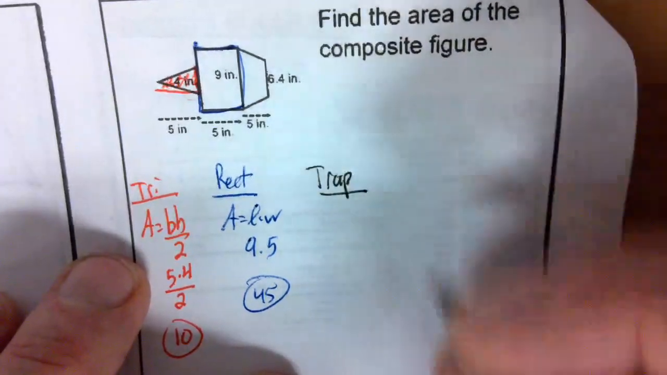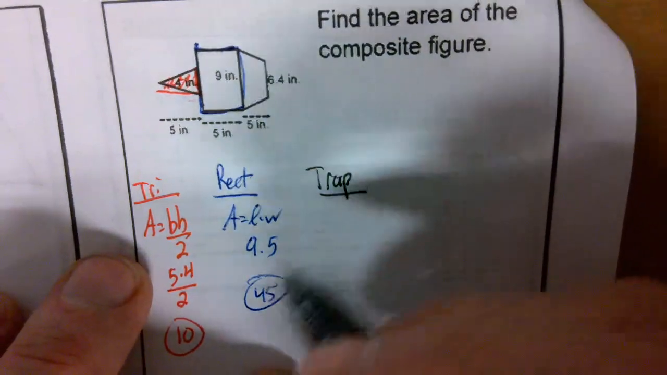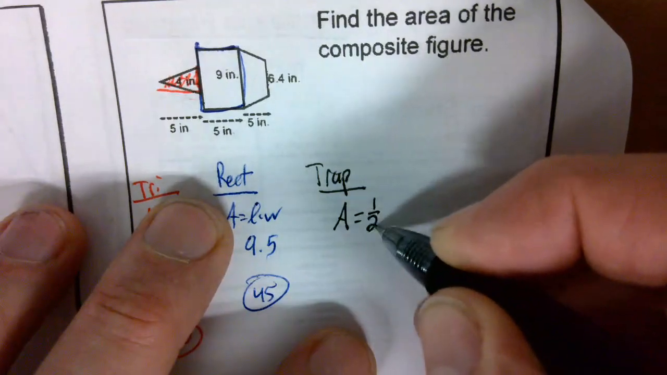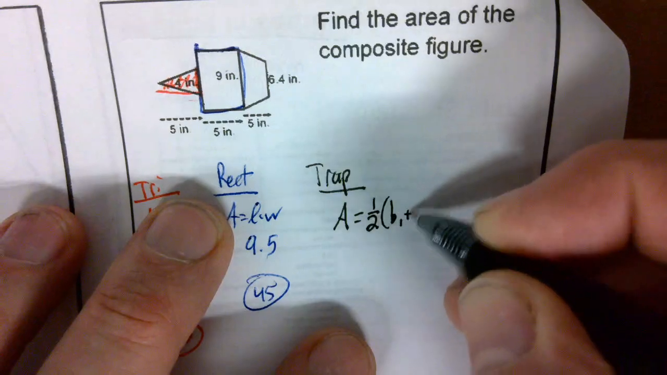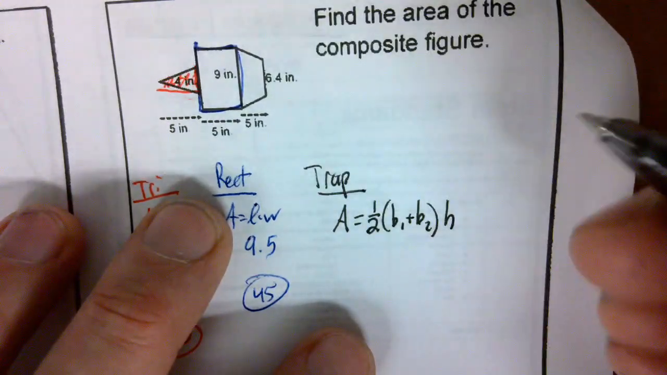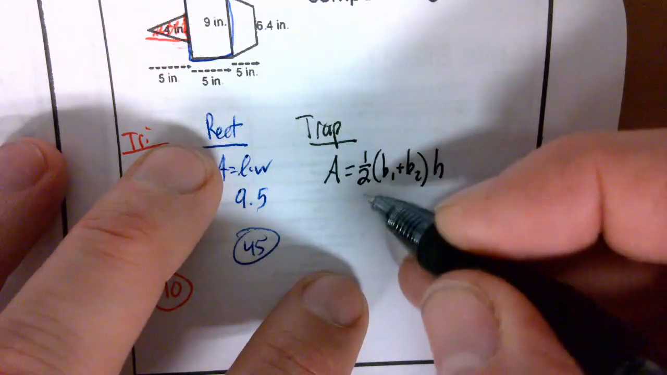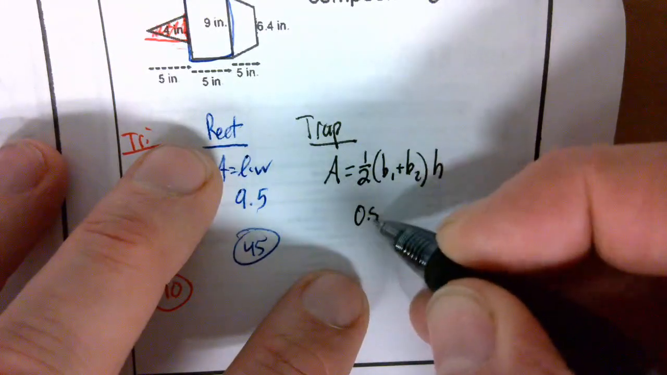You can spell out the whole word or just abbreviate it. This is where, again, you're welcome to flip back in your notes. We have that formula, one half times B1 plus B2 times H. But oftentimes we don't like fractions, so half as a decimal, top divided by the bottom, is 0.5.